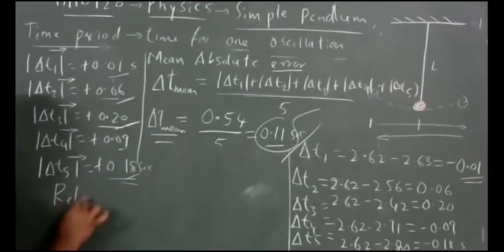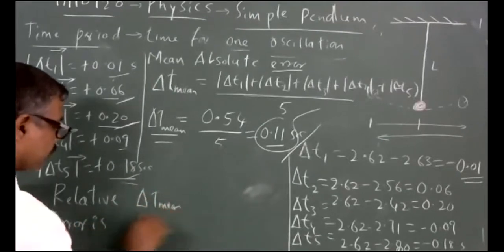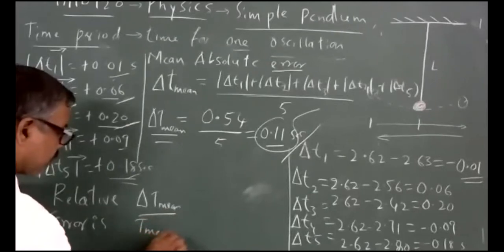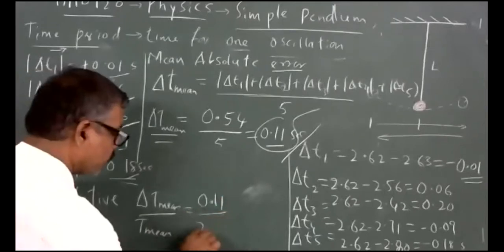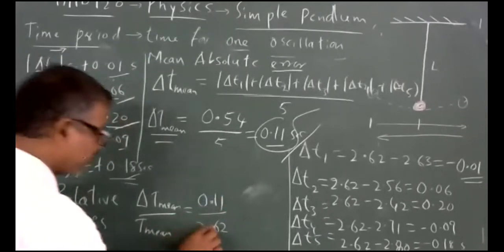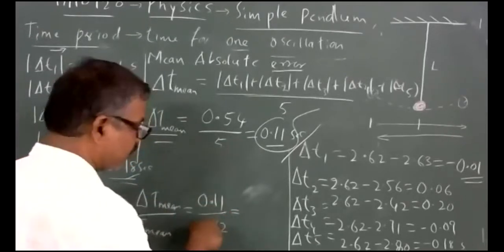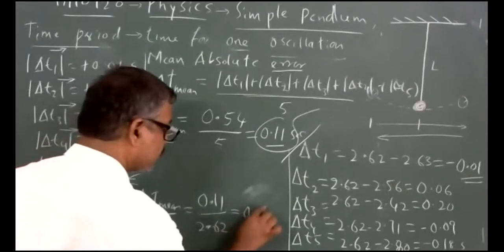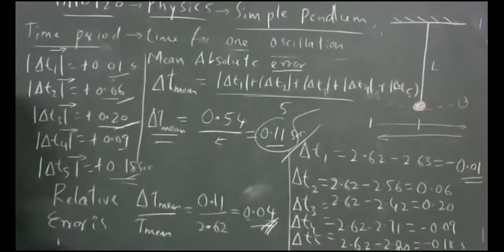Relative error, of course, you can easily understand. Relative error is defined as delta T mean divided by T mean. What is delta T mean? It is 0.11 divided by 2.62. When you do the simplification, make it 11 upon 262, you'll get 0.04. This is going to be the value, 0.04. Relative error is going to be 0.04.